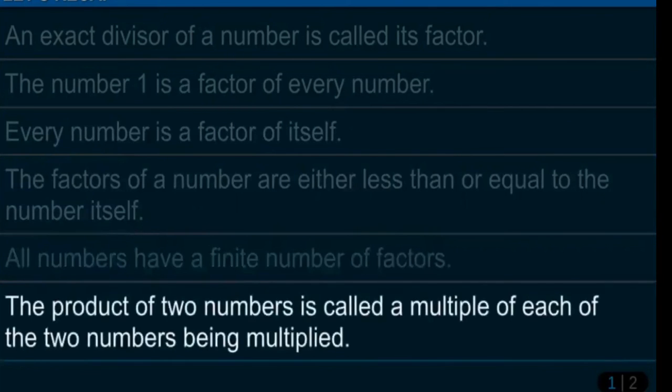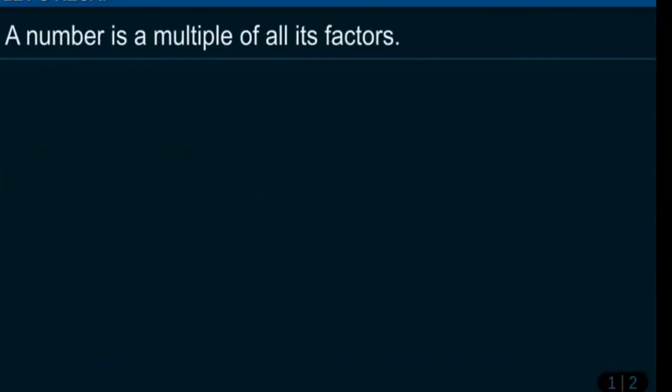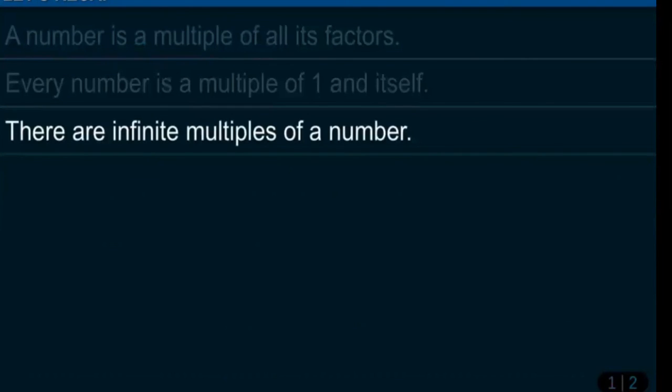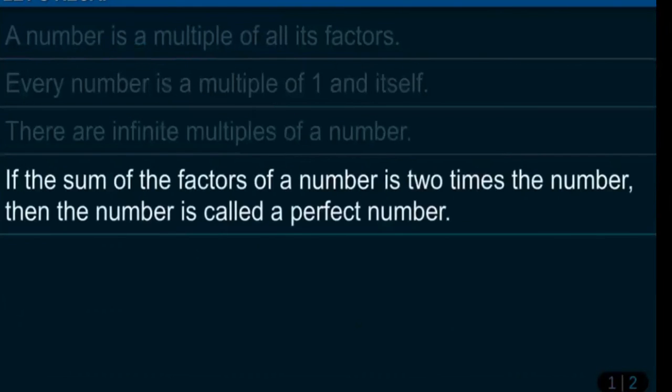The product of two numbers is called a multiple of each of the two numbers being multiplied. A number is a multiple of all its factors. Every number is a multiple of 1 and itself. There are infinite multiples of a number. If the sum of the factors of a number is 2 times the number, then it is a perfect number.